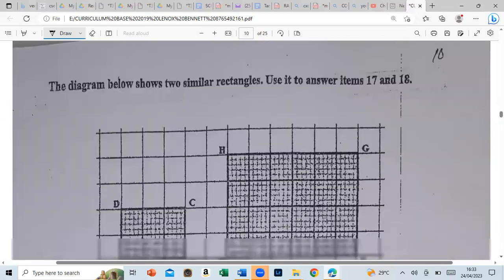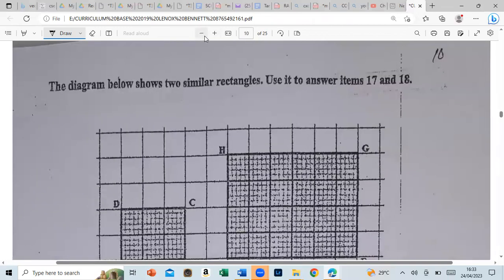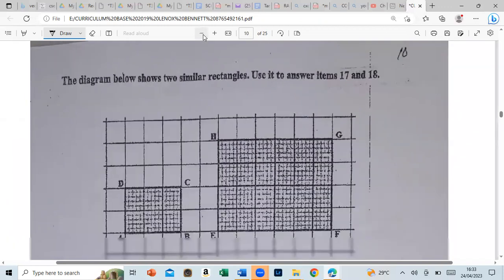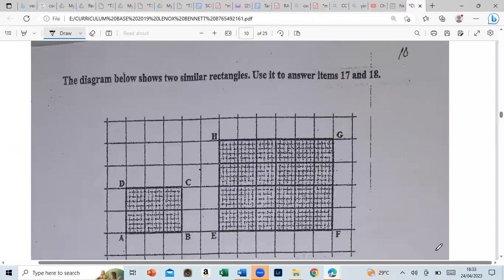All right, let's go now. It says the diagram below shows two similar rectangles. Use it to answer items 17 and 18.